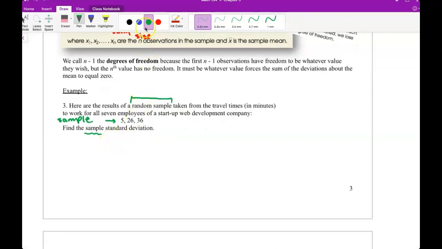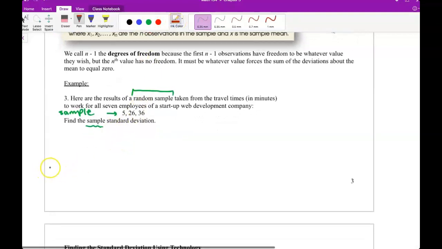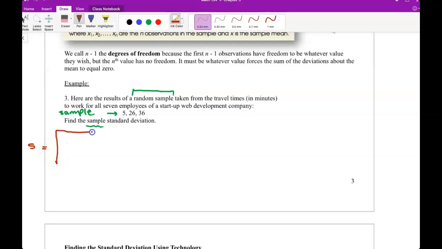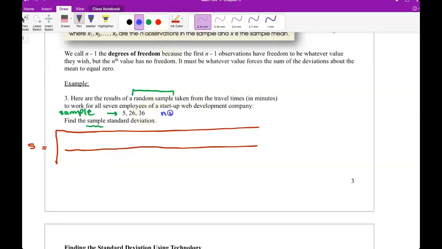Finding standard deviation. Now instead of sigma we have S. Sample standard deviation is equal to, here n is equal to 3. This is sample size. So divide by 3 minus 1. And our data values are 5, 26, and 36. So 5 minus.